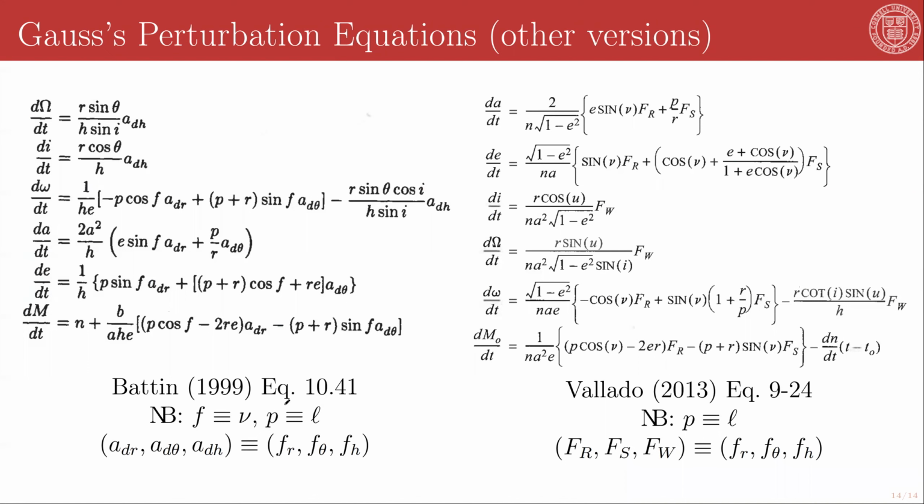In both these cases, the authors use p for the semiparameter. Battin uses f for the true anomaly. Battin uses a sub r, a sub theta, and a sub h for the components of the specific force, a for accelerations, since these are equivalently accelerations. And Vallado uses just capital R, S, W for our f sub r, f theta, and f h components. However, when you've mentally made these substitutions, and a few others based on the known relationships between our orbital elements, then you get exactly the same result as on the previous slide.